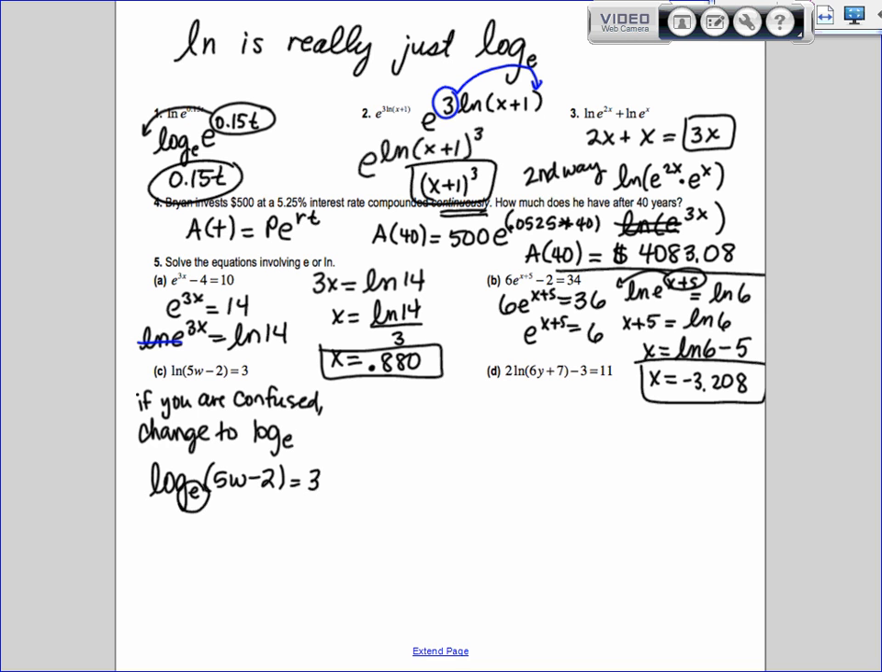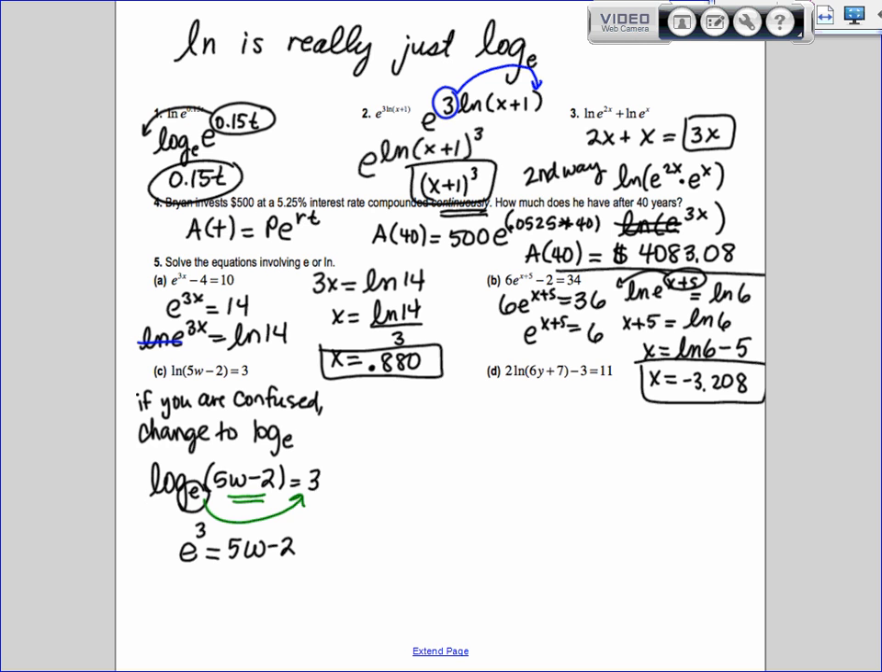How about starting here? e to the 3 equals 5w minus 2. Remember, you're doing your little e to the 3 equals this part. You're switching to exponential form.